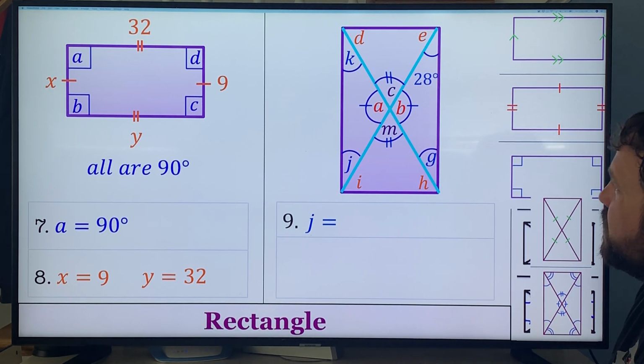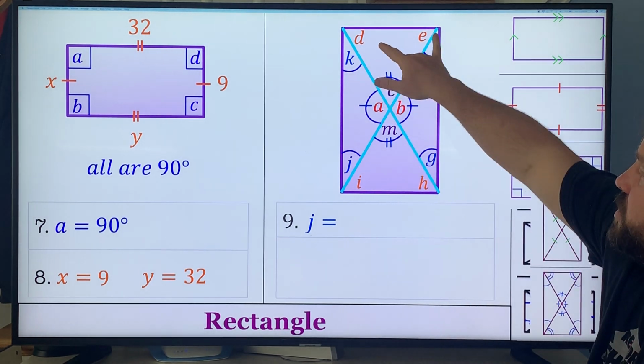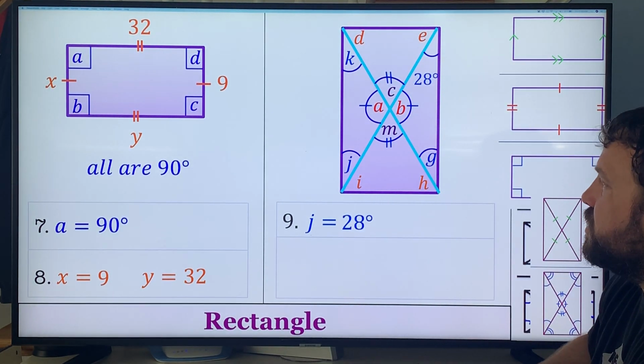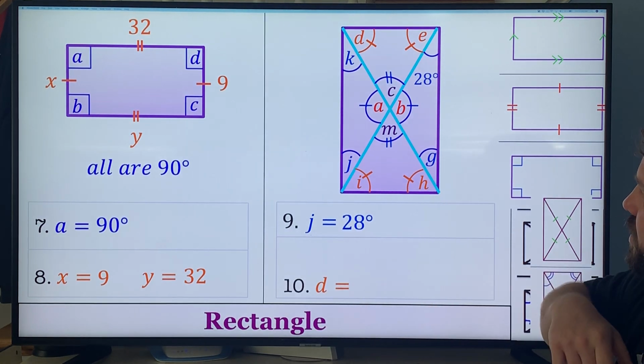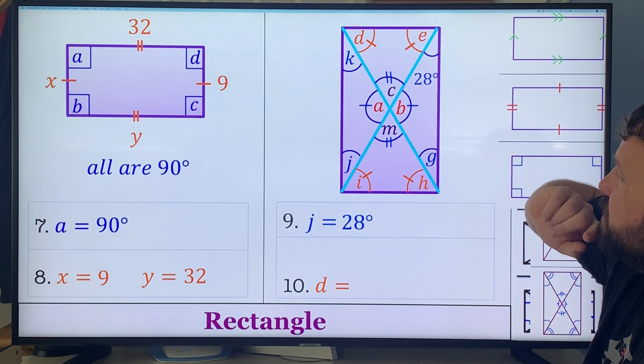All right, so all of those angles right there also equal. And also D, E, I, and H are also equal, so your answer is 28. If I wanted to find what D is equal to here, there's two ways to find it.